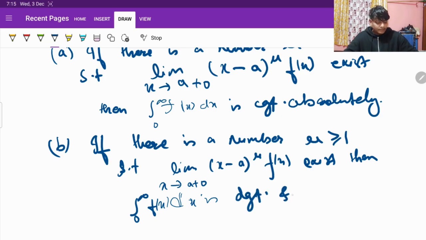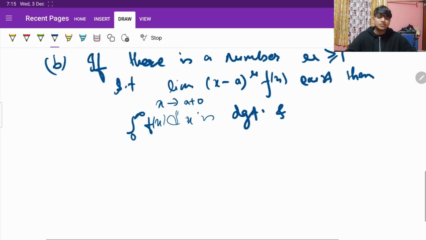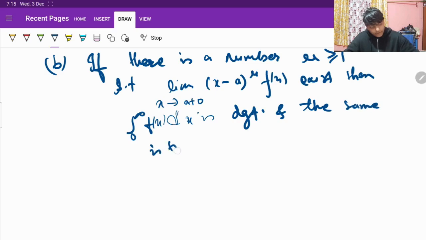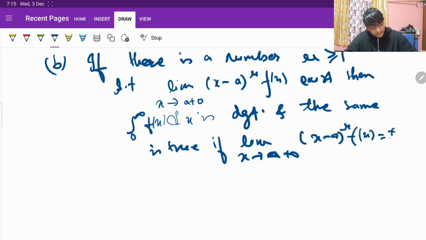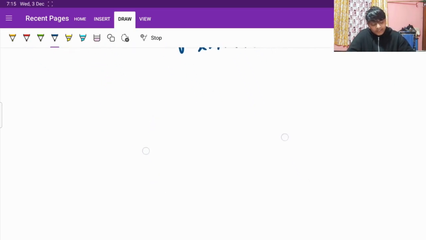Okay, and also, as I have told, whenever the limit is plus or minus infinity, the same is true if the limit as x tends to a plus 0 of (x minus a) to the power mu f(x) equals plus or minus infinity. So in case the limit is either plus infinity or minus infinity, at that point also we say that the improper integral is divergent. Okay, so now let us try to prove.